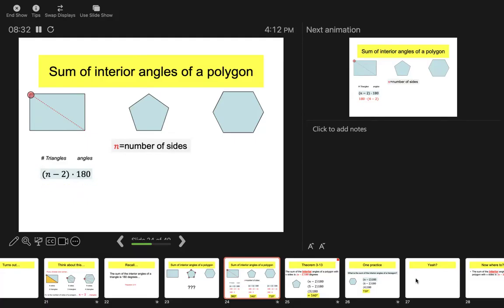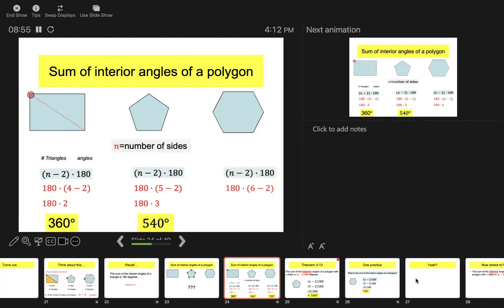So a quadrilateral has four sides. 4 minus 2 is 2. 2 times 180 is 360. So the sum of the interior angles of a quadrilateral, that could be a square, rectangle, rhombus, any of those, would be 360. The sum of the interior angles of a pentagon would be 5 minus 2, or 3, times 180. That would be 540 degrees. And the sum for a hexagon would be 6 minus 2 is 4. 4 times 180 is 720.